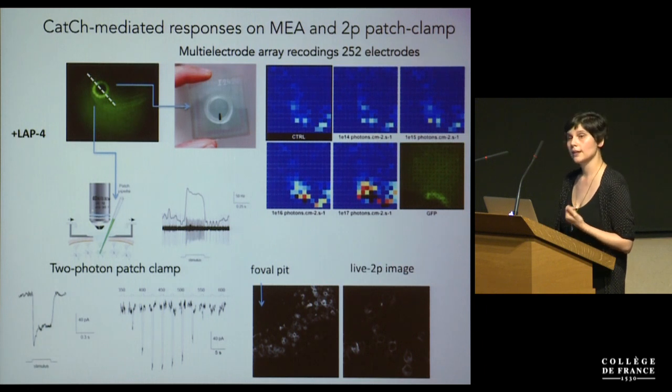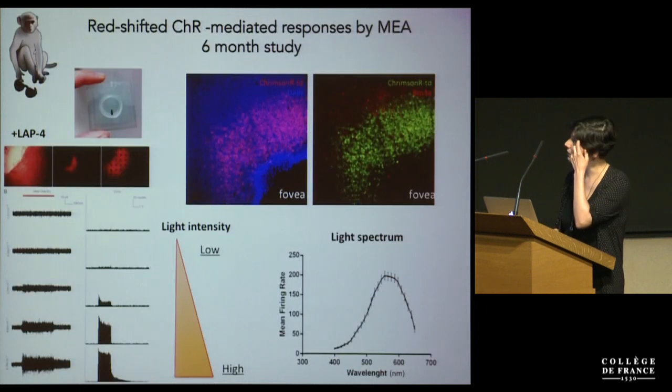We did a parallel study where we used a red-shifted channelrhodopsin variant called Chrimson. This time we even went beyond the 3 months that was studied with CatCh, and at 6 months we're seeing that we get robust responses that are much more red-shifted with Chrimson in a similar way to what we were obtaining with CatCh, and these give us plenty of hope that we're ready for translation of these 2 strategies to the clinic in the very near future. A collaboration with GenSight Therapeutics.